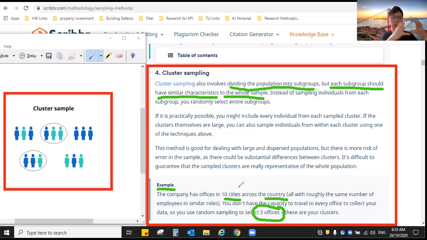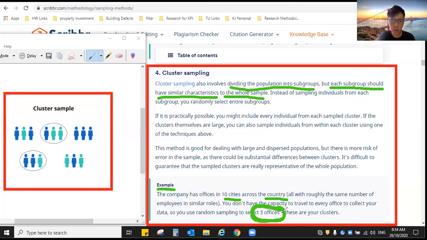Three offices are called a cluster, because one office has the same characteristics as the next office. In one office you have a manager and workers, a pantry, admin, a QS, a supervisor QS. The same goes for another office. Same characteristics, so you just choose 3 offices out of 10, because 10 is too many.